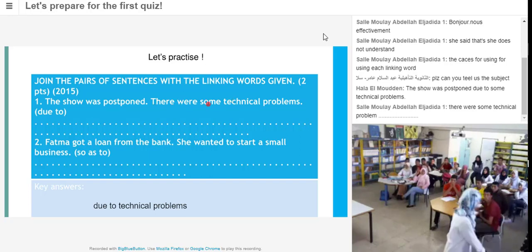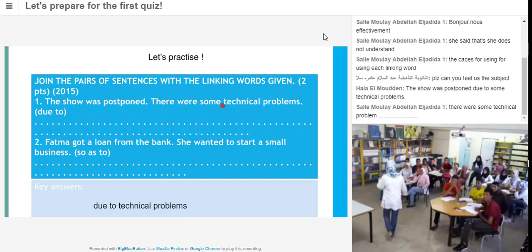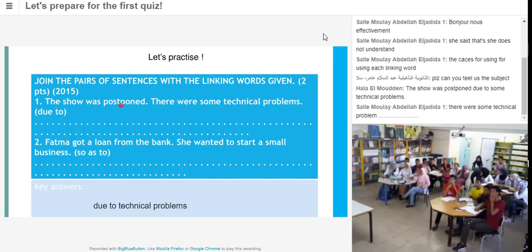Now, there were some technical problems is the cause. For Mulay Abdullah Jdida, you wrote there were some technical problems. Do you think that this is how we should start the sentence? Not really, because what I said before is that you should be able to differentiate between the cause sentence and the effect sentence. The effect sentence is: the show was postponed. And the reason why the show was postponed is because of the technical problems. Now, when you use due to, you must use the noun. So I'm going to delete this.